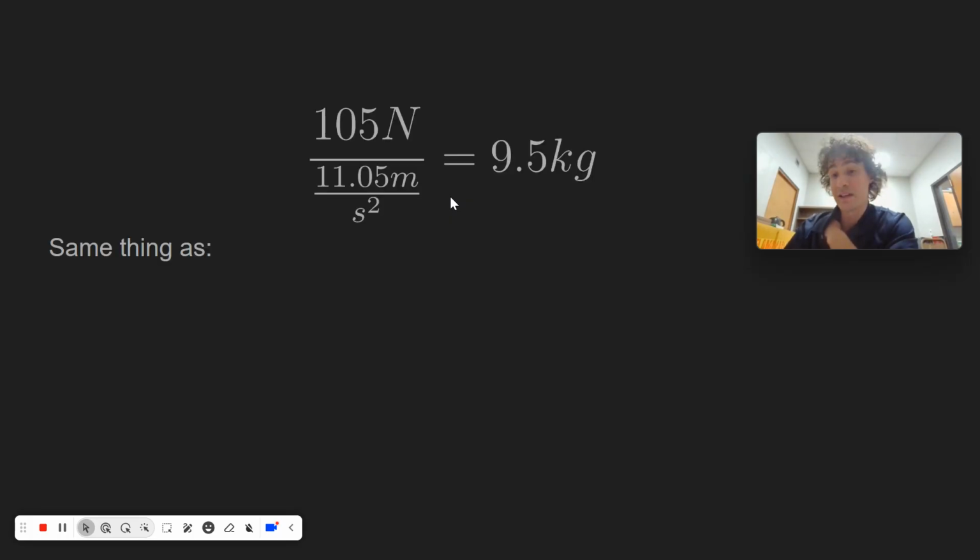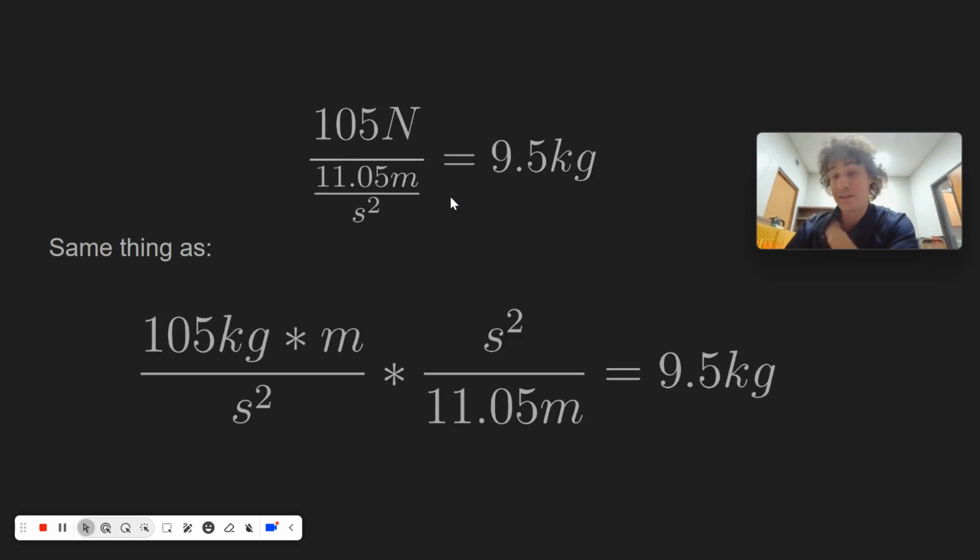So we do this math, yay, and what does that look like? I rewrote it for you just to make it a little bit easier to see. When you divide by a fraction, it can be scary. It's the same thing as multiplying by the reciprocal. I think that's an easier way to picture it. So what's your answer in this case? 9.5 kilograms.